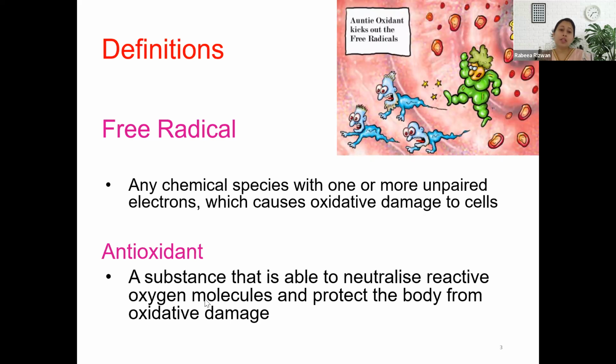Now next come the antioxidants. So antioxidants are opposite to the free radicals. These are also classed as scavenger molecules because they have a lot of electrons in their atoms. Thus, they have the capability to neutralize these free radicals by reacting with these oxygen molecules, and in this way protect the body from oxidative damage.